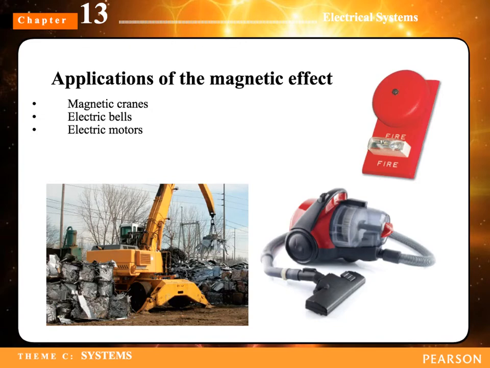Electromagnets are used to separate iron from scrap metal. Okay? Can separate iron because iron is magnetic, so it can be attracted by magnets.